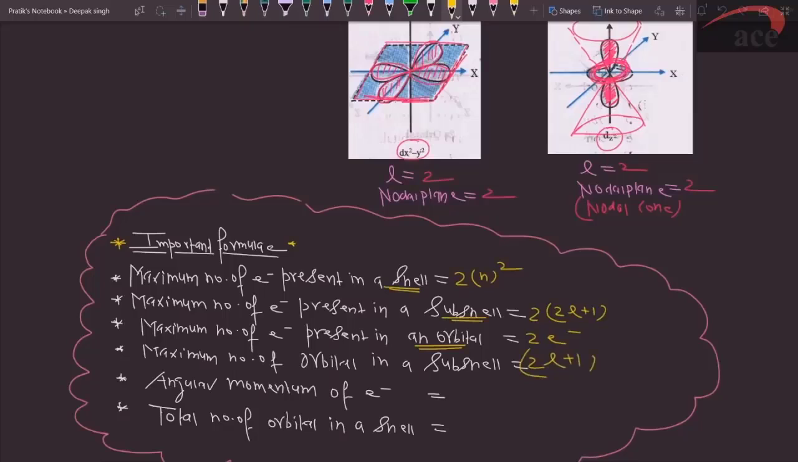Angular momentum of an electron is calculated by h upon 2π into root of l(l + 1). Only the formula we have to remember, where h is called Planck's constant and l is called the azimuthal quantum number. Total number of orbitals in a shell, the formula is n², where n is the principal quantum number. So these are the list of important formulas that we have to remember so that we can easily solve the asked questions.